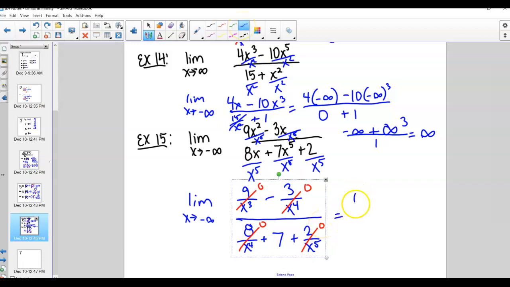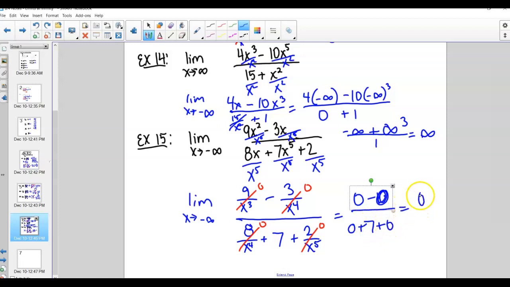And so we will end up with 0 minus 0 over 0 plus 7 plus 0. And so we get 0 over 7, which of course is just 0. So this is a strategy that can be used every time. If it makes sense to you, just stick with it. But there is a shortcut that we can use to help us with this, because there are some patterns that we can see each time.